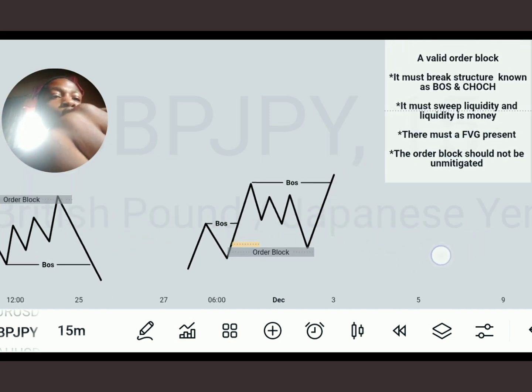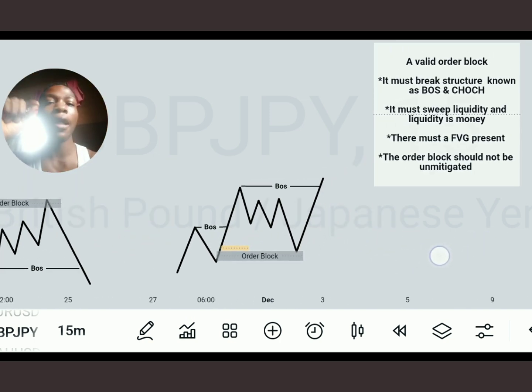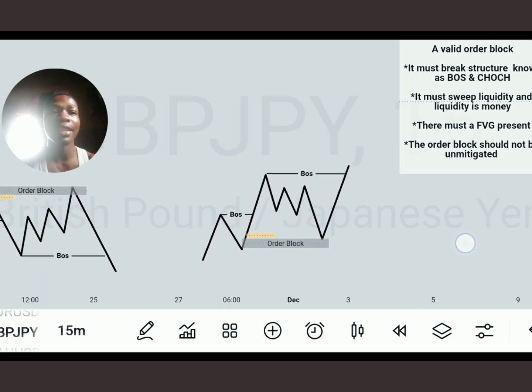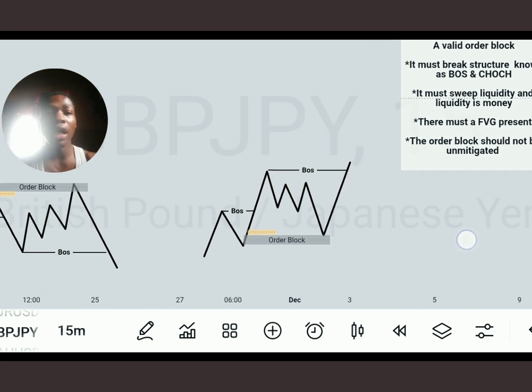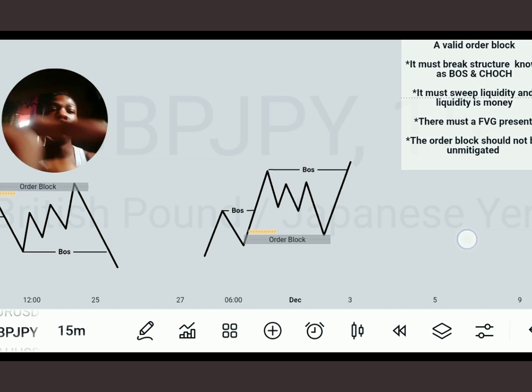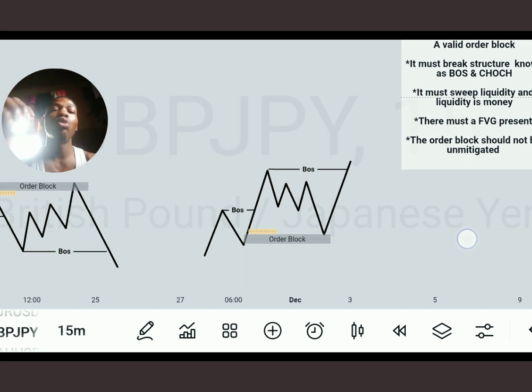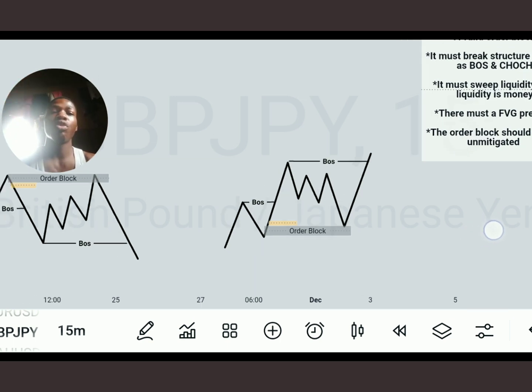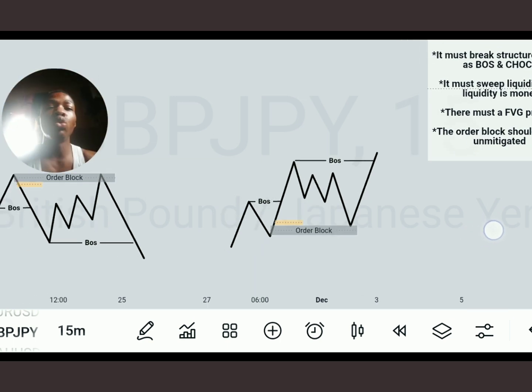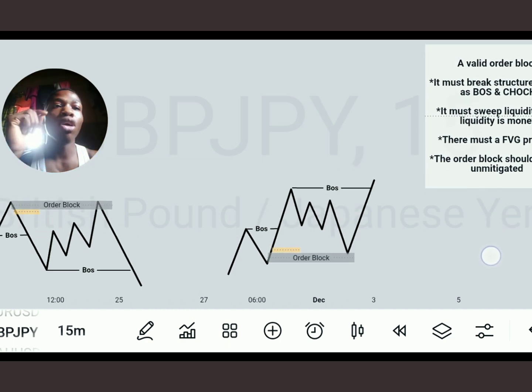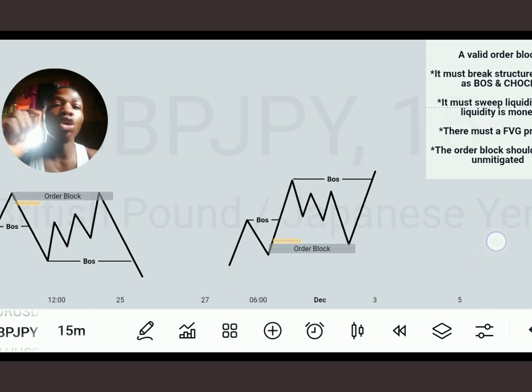number two, it must sweep liquidity, and liquidity is money. The smart money concept says that the people that are pushing the market need money. So liquidity is money. They are gathering money so that they can push the market to a specific point. So you need a sweep of liquidity for an order block to be a valid order block.